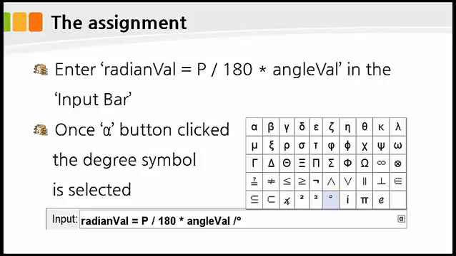Notice that the angle symbol, degree, is added to the result value of radian val. Since it is calculated with a variable angle val which has an angle property, the result value comes out as an angle. To fix this, /° must be added at the end of the calculation formula as shown in the figure. Once the alpha button at the end of the input bar is clicked and the degree symbol is selected, the angle symbol will be entered.